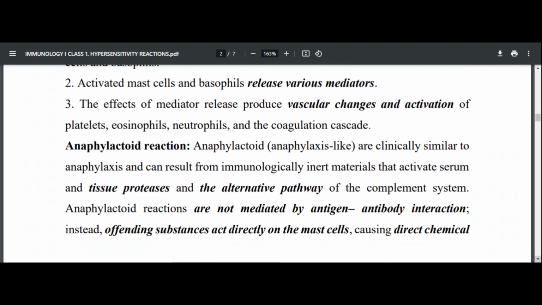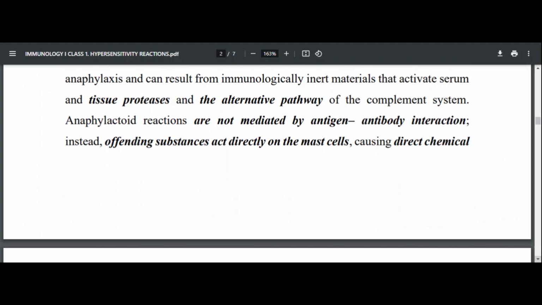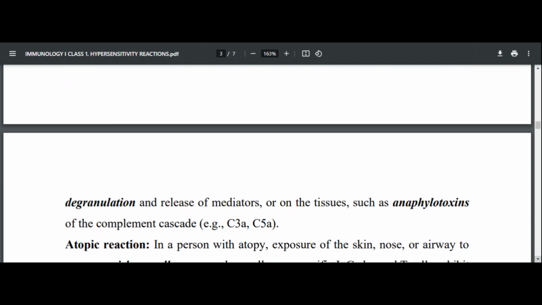in this case now, anaphylactoid reaction is clinically similar to anaphylaxis, but it can result in milder syndromes or milder manifestations compared to the anaphylactic reactions. So it can result from immunologically inert material that can activate serum and tissue protease and the alternative pathway of the complement system. And anaphylactoid reactions are not mediated by antigen-antibody interaction. Instead, the offending substance will just act directly on the mast cell, which causes direct chemical release or degranulation and release of mediators, such as anaphylatoxins of the complement cascade.